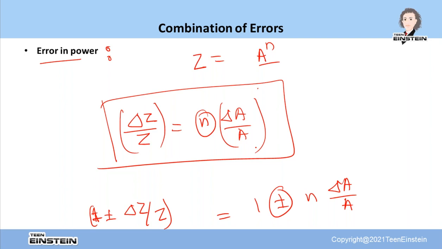Then we have learned what we have got for multiplication: the sum of the fractional errors. And in case of division also we have seen the sum of the fractional errors. And in case of power also we have got, and what is that? Whatever power you have in your quantities, that power will be coming in front. So if it is n power of this a, then you have to write n times the fractional error in the quantity. Okay, I hope you have understood all those things.